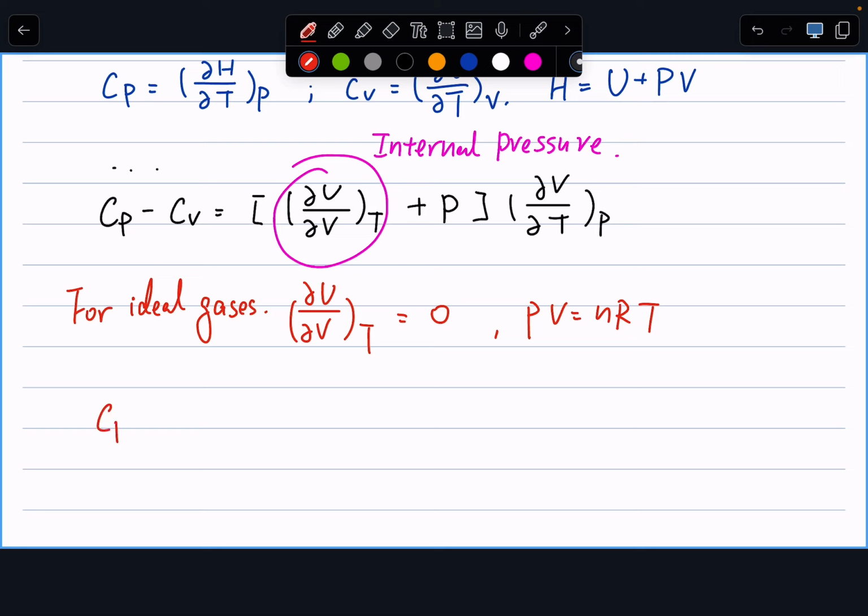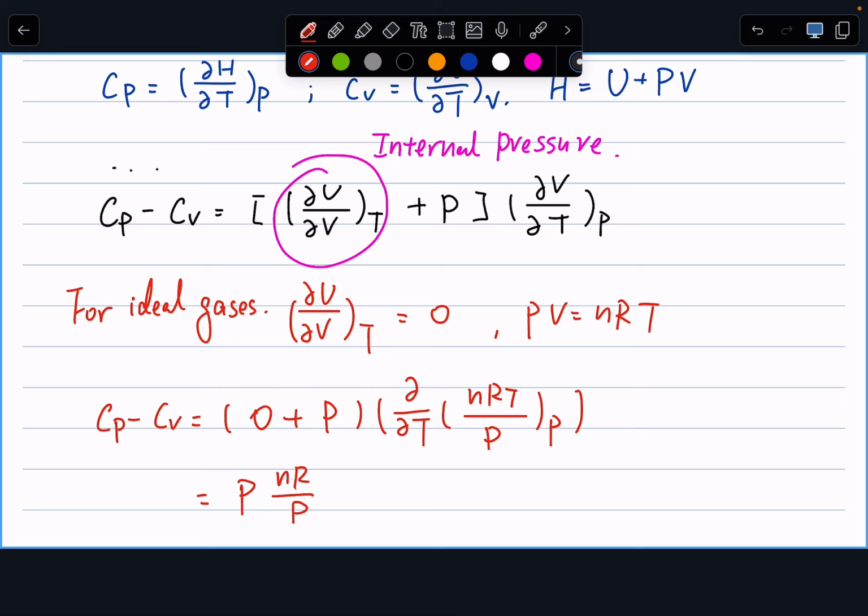So Cp minus Cv thus becomes, inside the parenthesis, 0 plus P times dV over dT at constant P. So d over dT at constant P, that's nRT over P at constant P. So this term becomes P times nR over P. And our result is that for ideal gases, the difference between your isobaric heat capacity and isochoric heat capacity is always equal to nR.